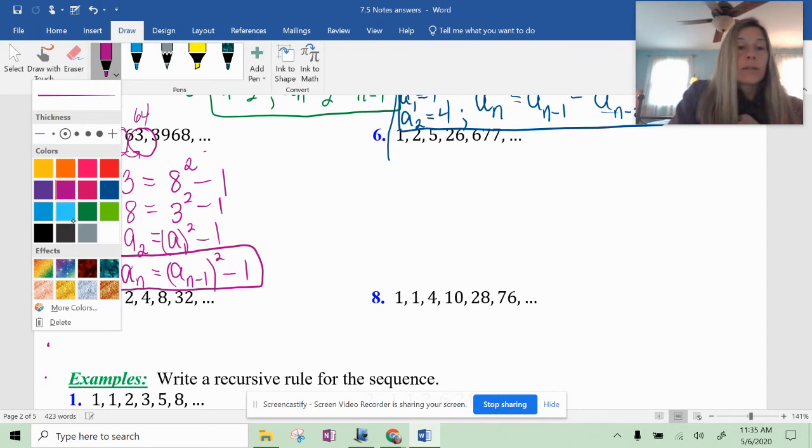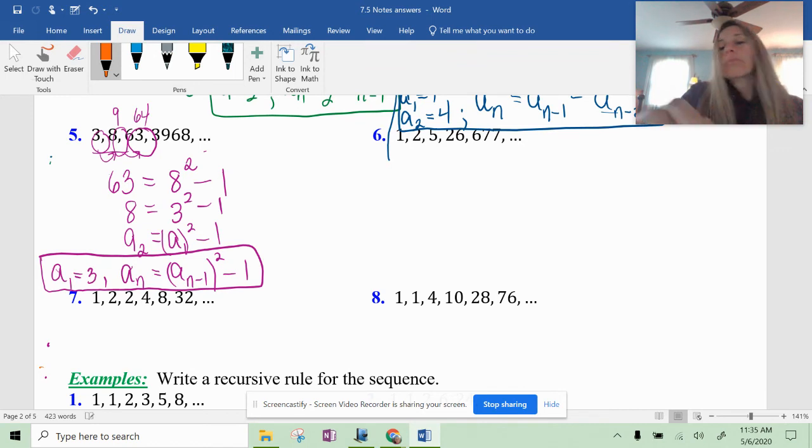All right, so let's try number 6. So number 6, we have this pattern. It goes 1, 2, 5, 26, 677. So again, not geometric, not arithmetic. It's not adding the same thing every time. It's not a simple multiply by 2 every time or anything like that. The numbers are increasing exponentially. So looking at, let's say, the 5, what can you do to the 2? Or what can you do to the 2 and the 1 to get the 5?